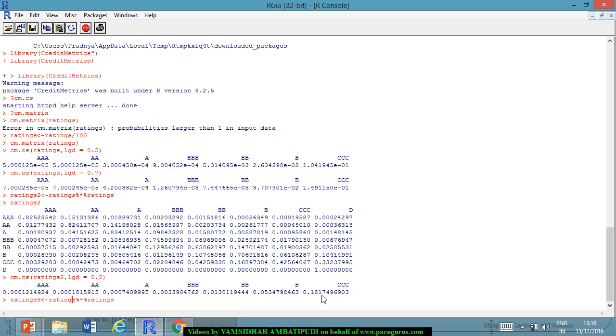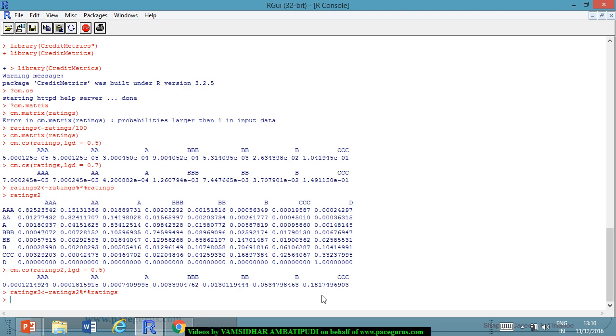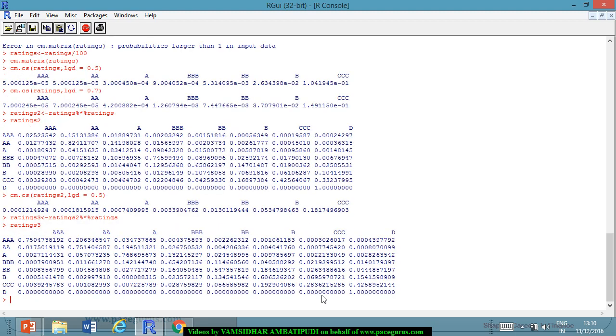Now the same thing if I am looking at a 3 year period, I can create ratings 3, wherein I'll take the ratings 2 multiplied by ratings. Based on that I can get ratings 3 again with different probabilities. AAA going into default, this is the probability. AA going into default, this is the probability. A going to default, this is the probability. Triple C going to default, this is the probability, and so on.